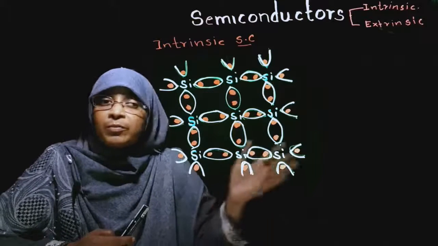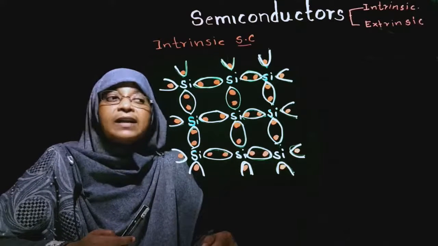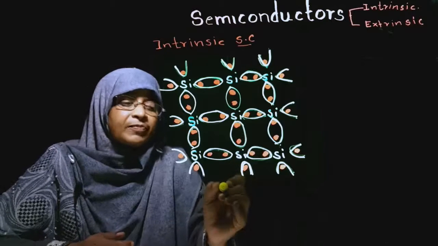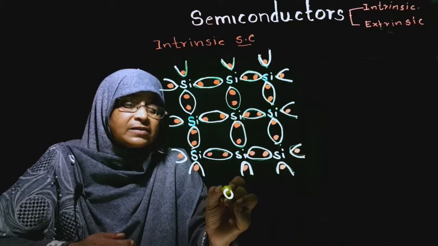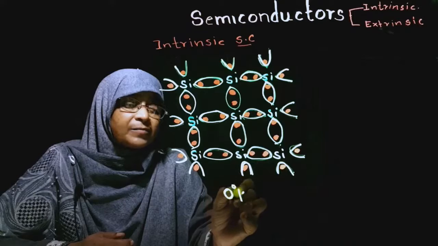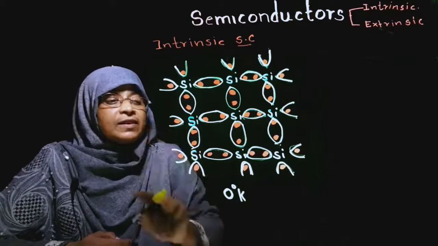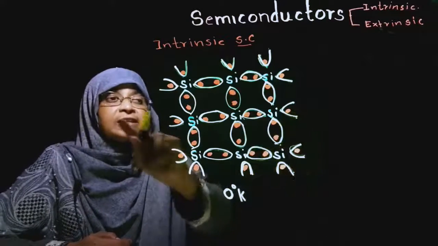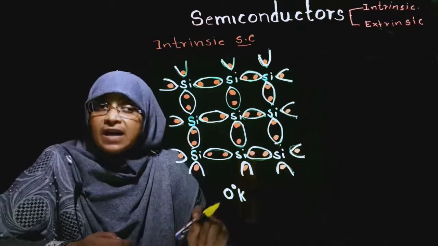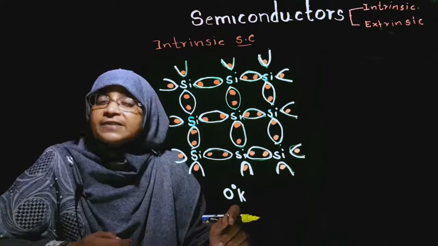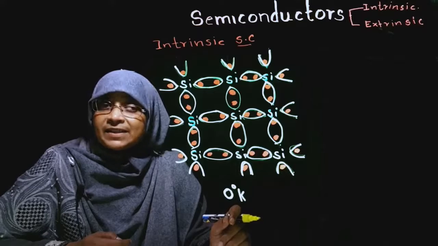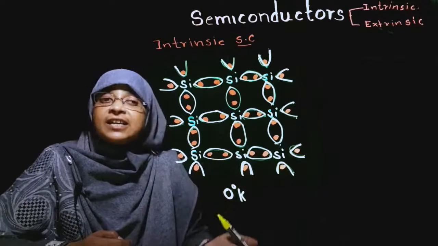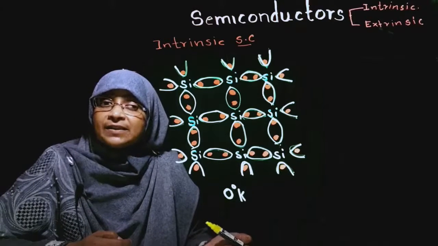So there is no possibility for an electric current to flow at 0 K. So, at absolute zero temperature, this lattice does not conduct electricity. But when the temperature increases, what will happen? Let's see.